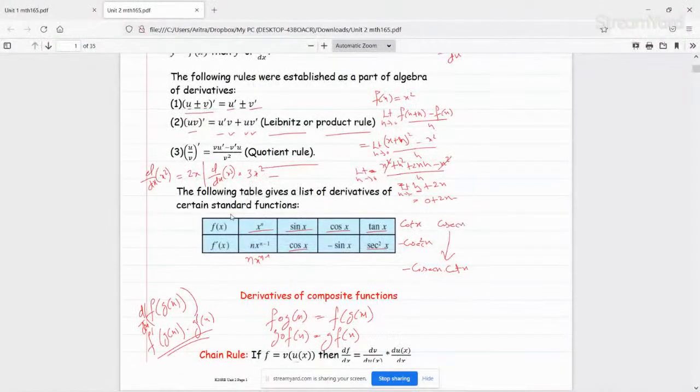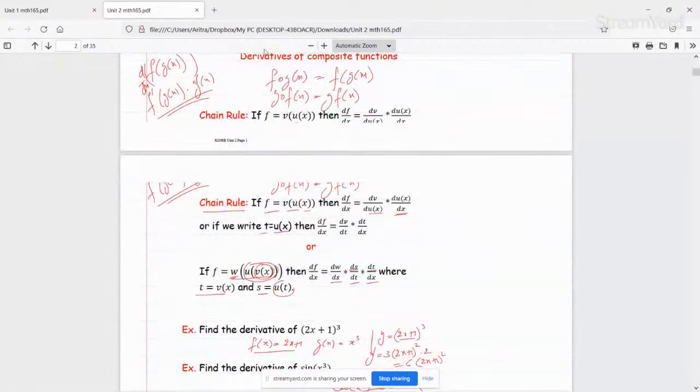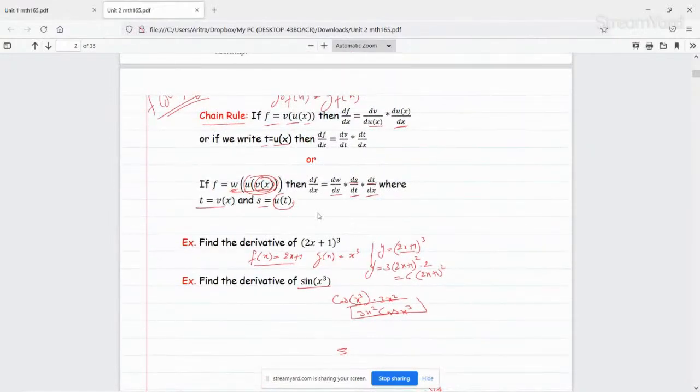Now let me show you. As I told, derivatives of composite functions require the chain rule. This is how you represent it: f o g of x, I mean it is f of g of x. You can also represent it using brackets, or g of f x. It can be anything. Let's see how to solve a chain rule sum.